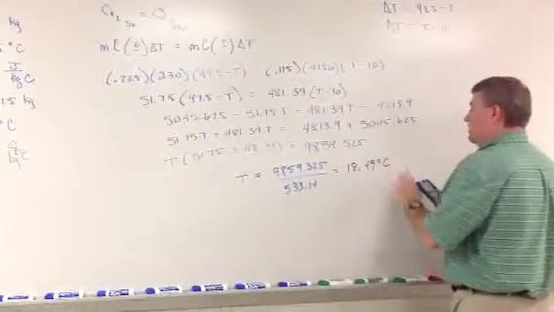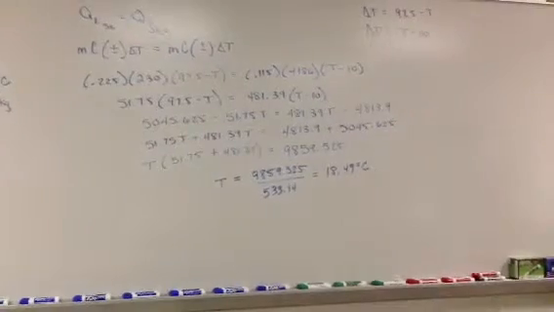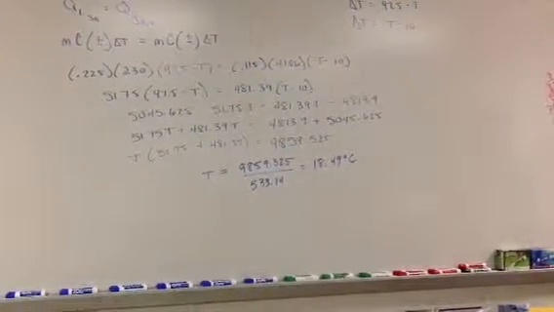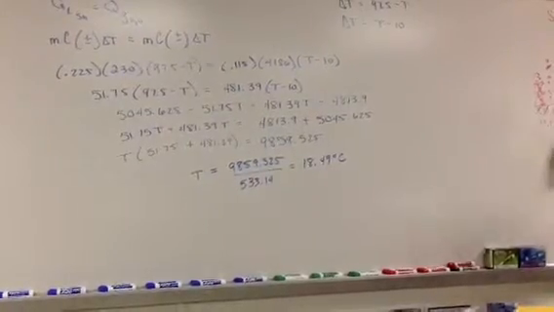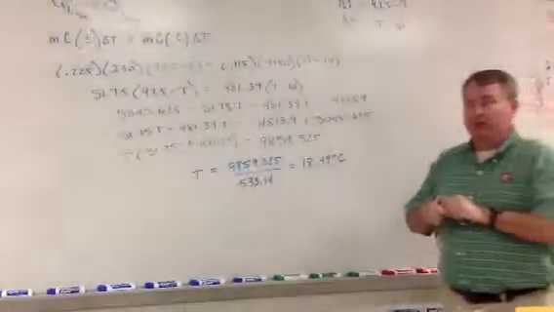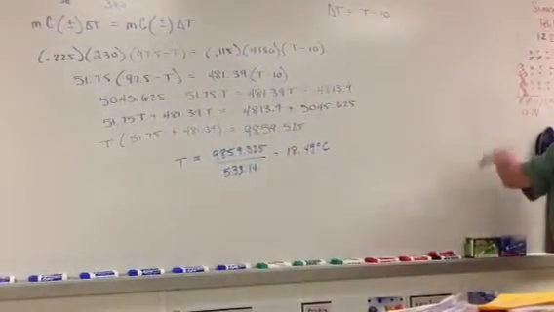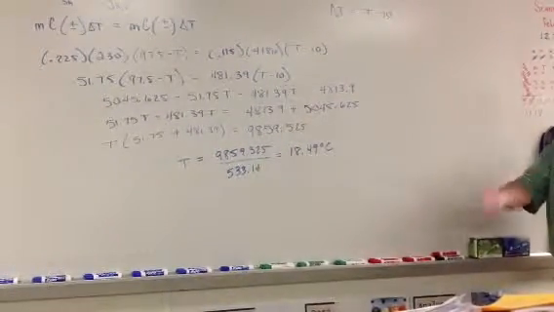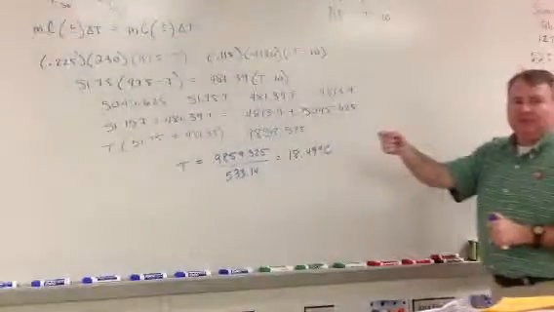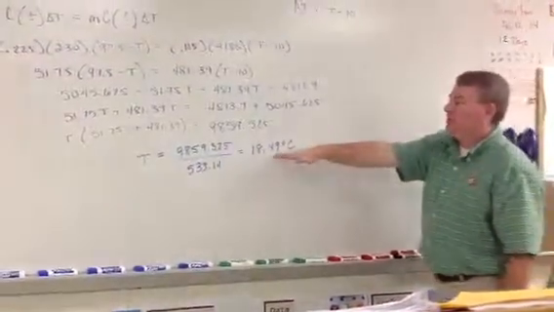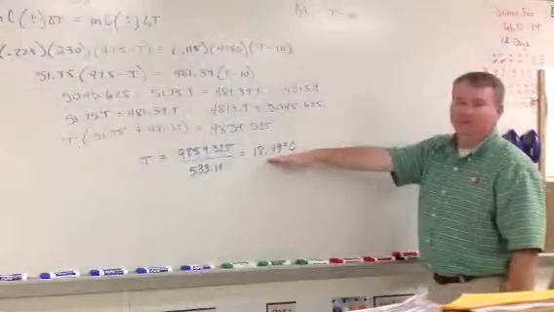18.49 degrees Celsius. This means that if you take 0.225 kilograms of tin and put it in 0.115 kilograms of water, the 10 degree starting point for water is going to warm up, the 97.5 degree tin is going to cool off, and they're both going to reach an equilibrium temperature of 18.49 degrees.